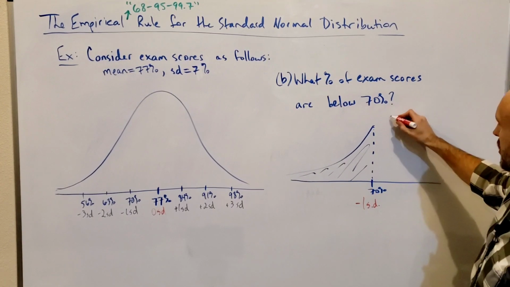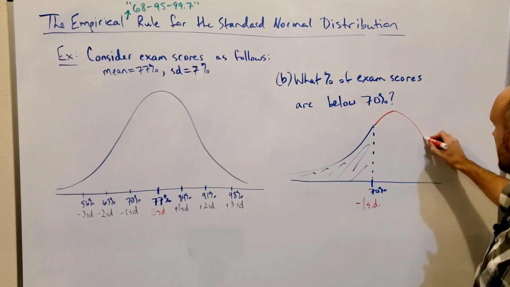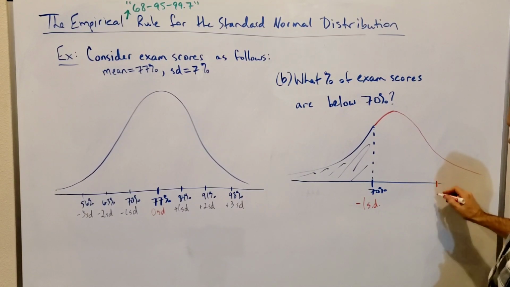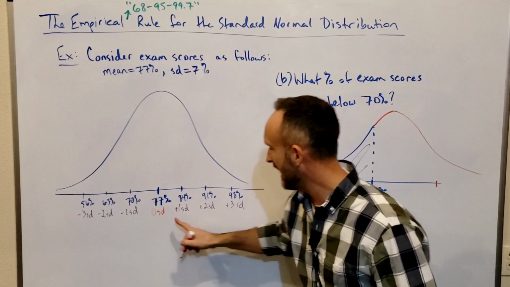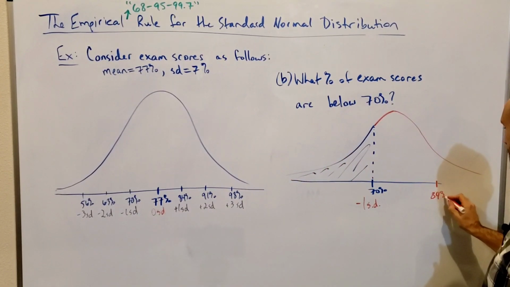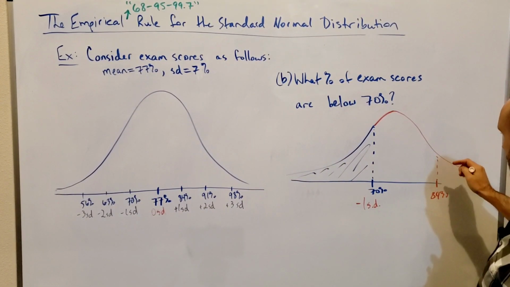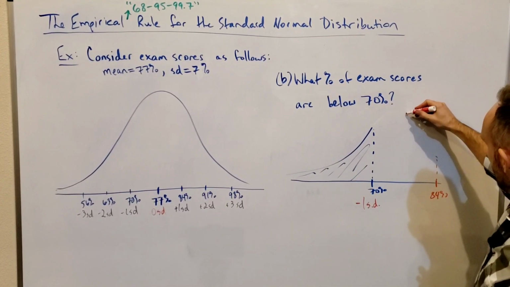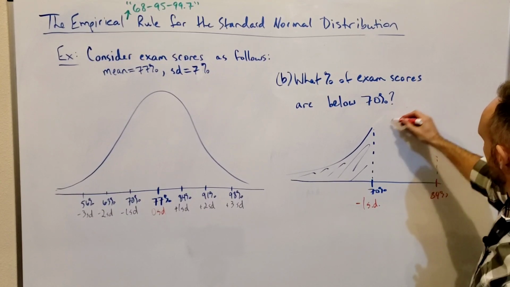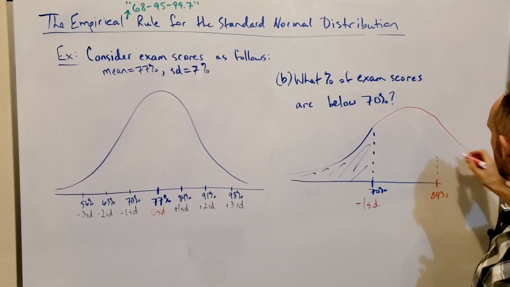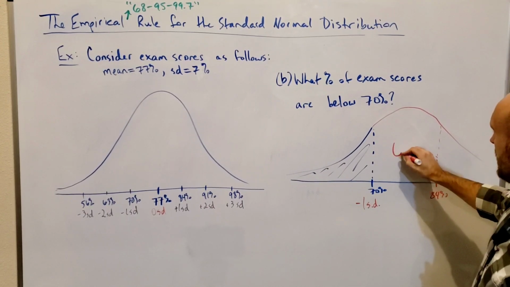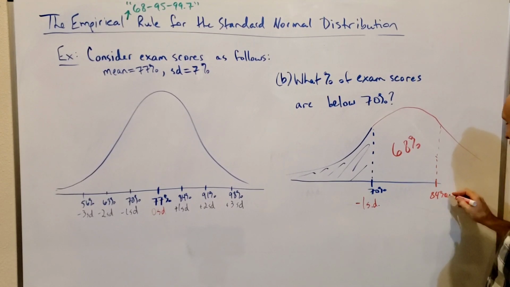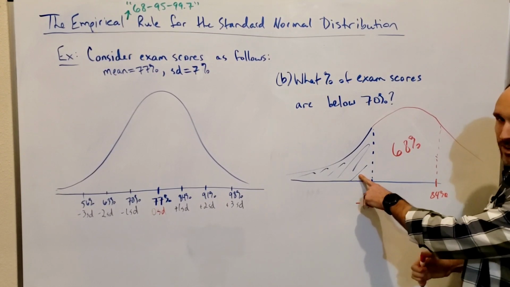So if I were to continue the curve and go over here to the mean and back down, then my 68% would be between 70 and 84%, right? I didn't draw that very well, sorry. Let's make this better. So the mean would be in between those. There we go. I would know that this right here would be 68%, between 70 and 84%. But this question is asking us what percent lives over here.